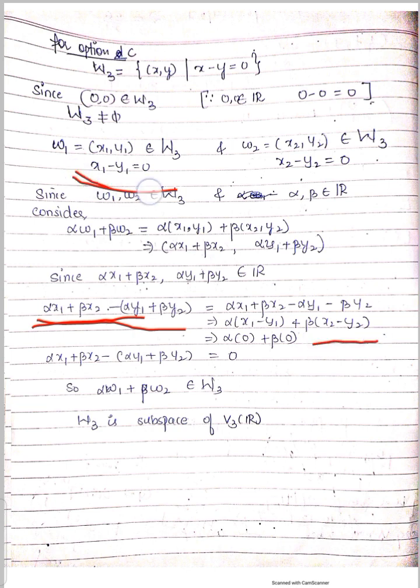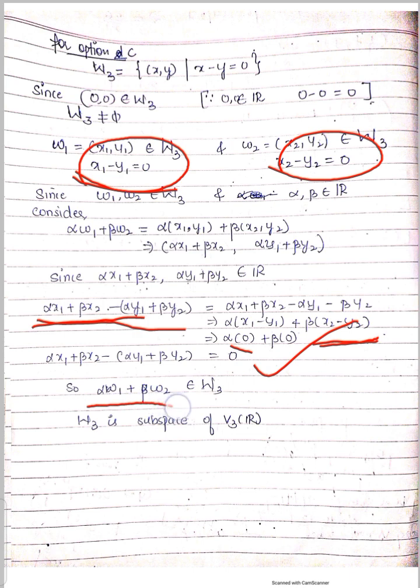What is the value of your x1 minus y1? That is 0. What is the value of your x2 minus y2? That is also 0. Substitute it, you are going to get 0. So here we can see that alpha into W1 plus beta into W2 is also an element of W3. That's why W3 became a subspace of your V3.